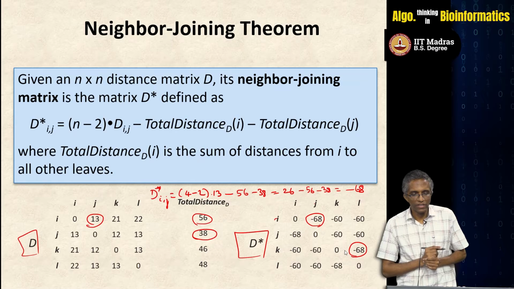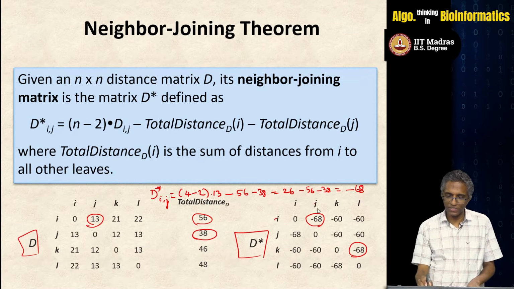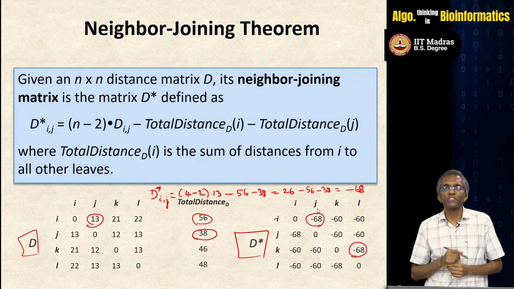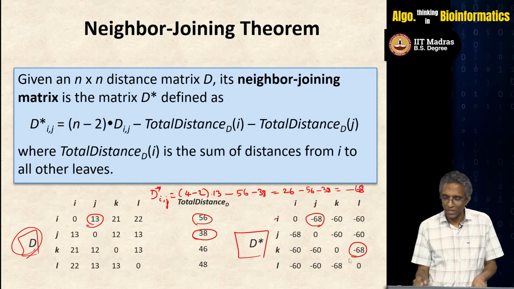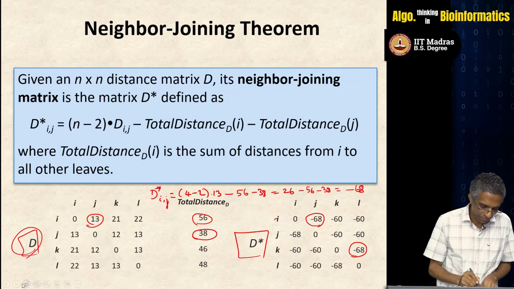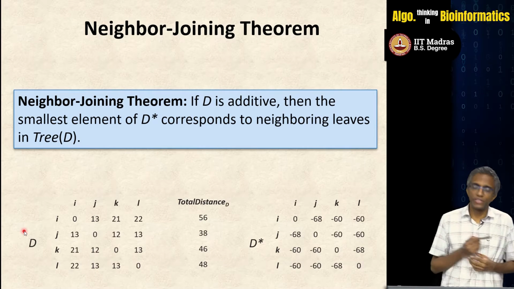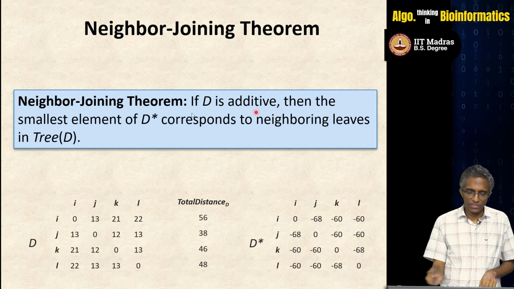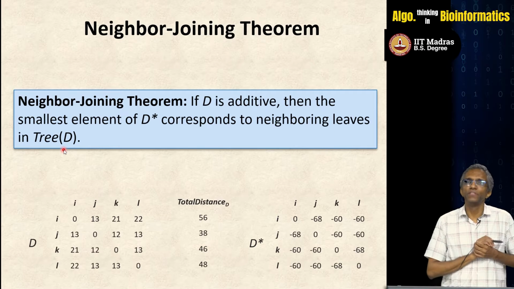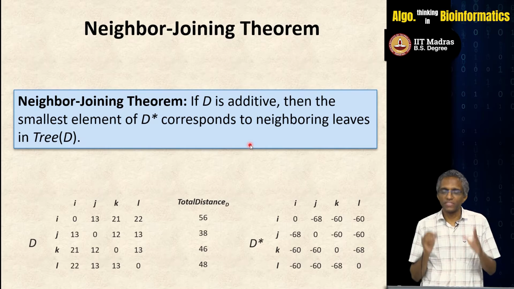So, what is this saying? The smallest entries in the d star actually correspond to a cherry. What we are claiming is that i and j is a cherry in the tree that fits this D matrix, and similarly k and l is a cherry, meaning that they share the same neighbor in the tree that fits this matrix D. That is the neighbor joining theorem. If D is additive, then the smallest element of D star corresponds to neighboring leaves in the tree of D, or it corresponds to a cherry in the tree of D. That is the neighbor joining theorem put concretely and succinctly.